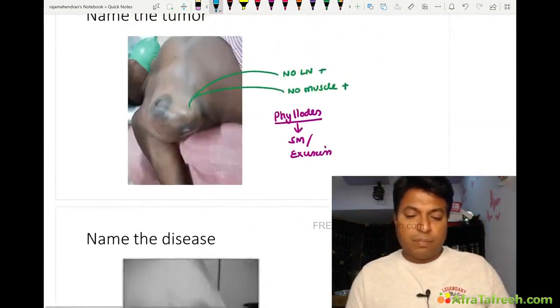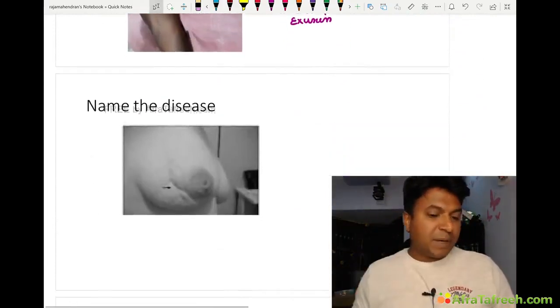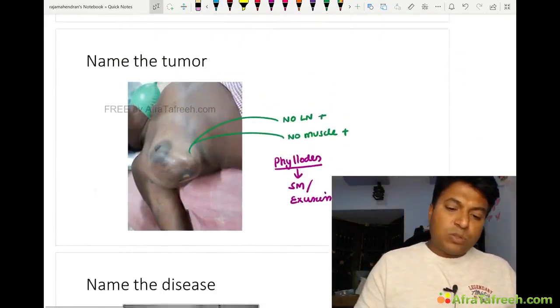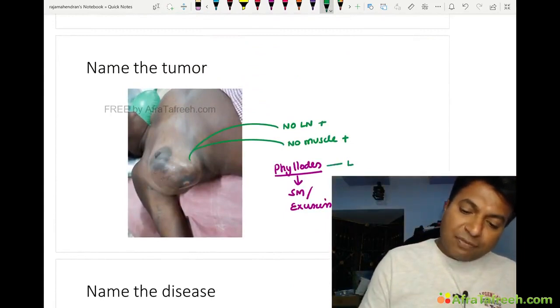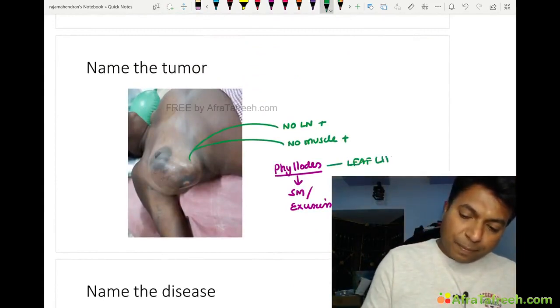This Phyllodes tumor is an expected MCQ. Why is it known as Phyllodes? Phyllodes means leaf-like. When you cut it, it looks like a leaf.